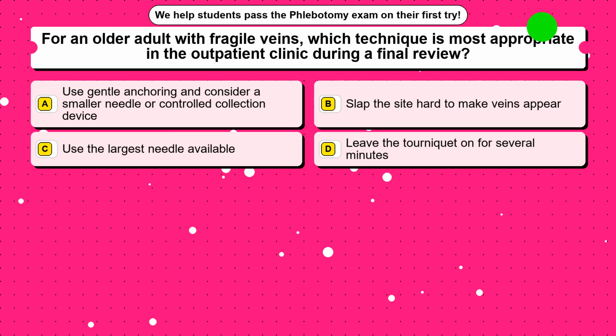Question 55. For an older adult with fragile veins, which technique is most appropriate in the outpatient clinic during a final review? Option A. Use gentle anchoring and consider a smaller needle or controlled collection device. Option B. Slap the site hard to make veins appear. Option C. Use the largest needle available. Option D. Leave the tourniquet on for several minutes.